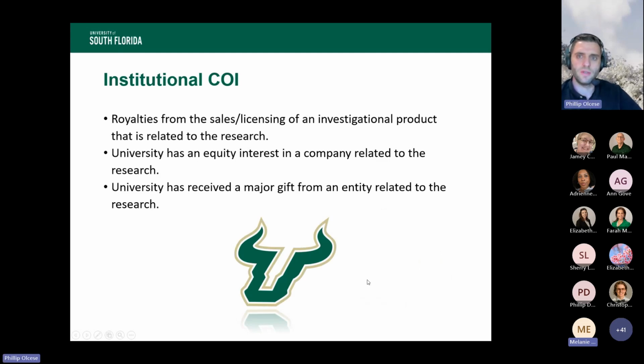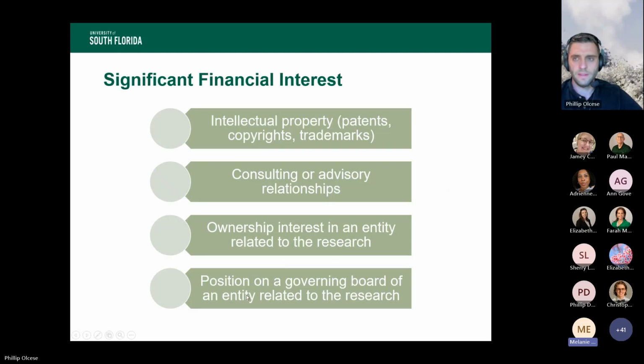An institutional COI. So we're talking royalties, talking about equity interests that USF might have, or USF receiving a gift from an entity related to the research. This is typically defined as anything greater than $1 million. Significant financial interests, we also just call them SFIs. So they're listed here, I just covered them.